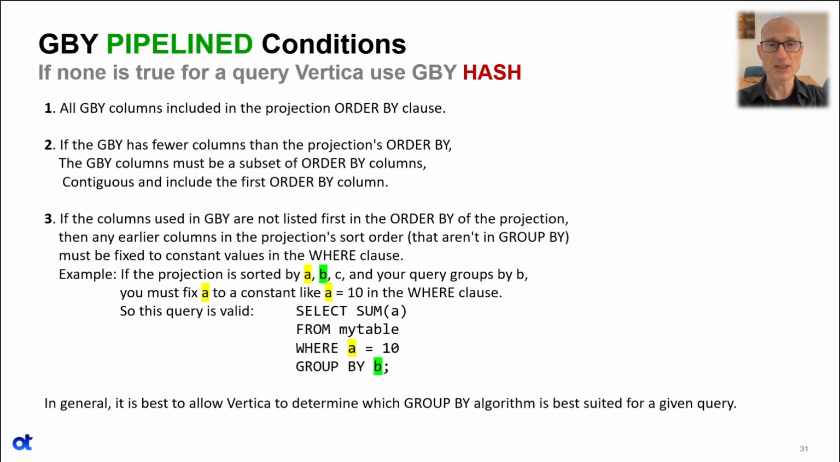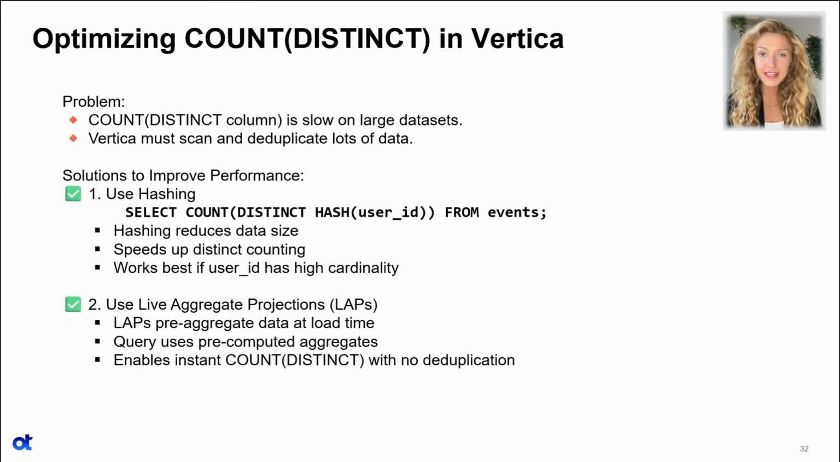If none apply, Vertica uses group by hash. In general, it is best to let Vertica choose the optimal algorithm. Count distinct can be a performance bottleneck, especially on large data sets.